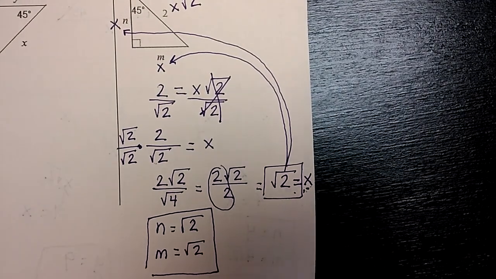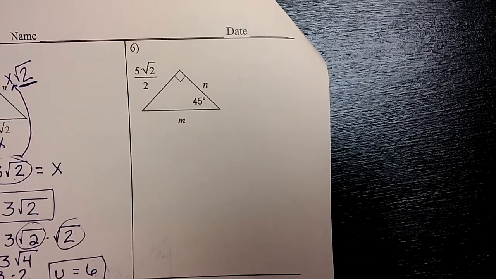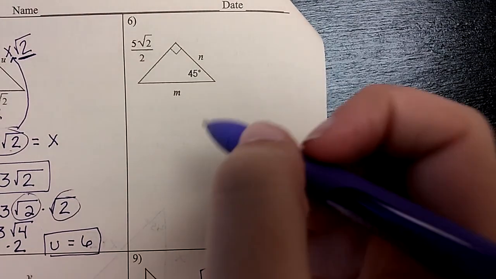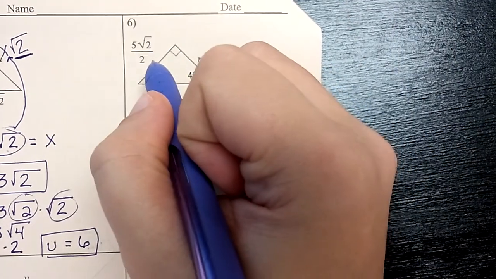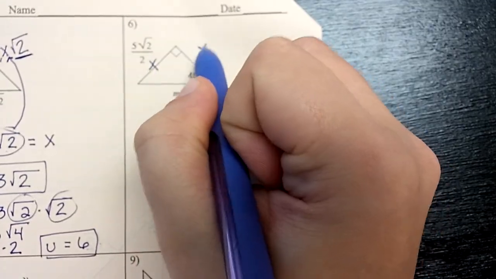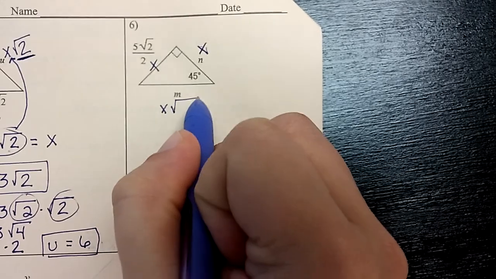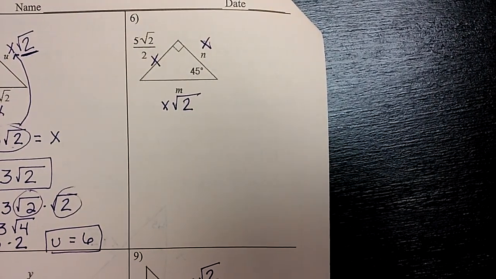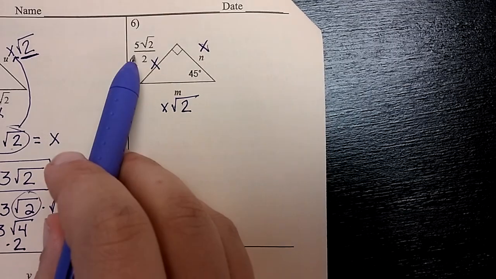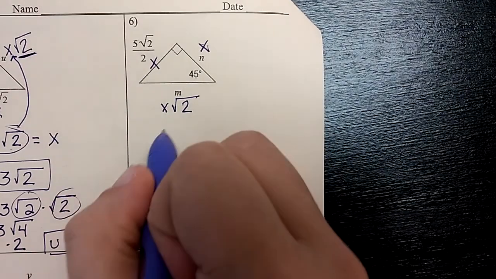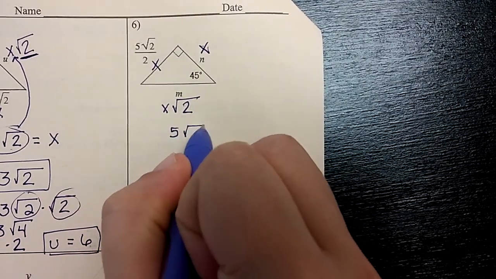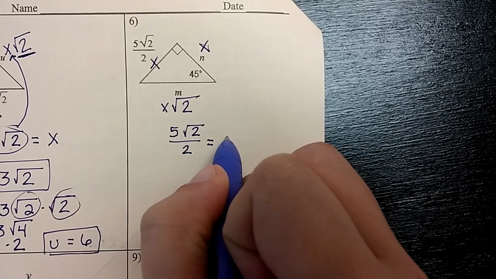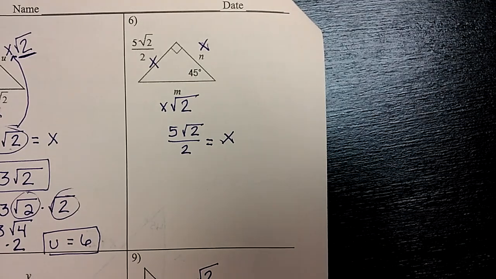All right, we're going to do one more. We're going to go back up. We're going to look at number 6. So for number 6, first step, label your sides. The legs are each x. The hypotenuse is x root 2. Step 2, set the given side equal to the label. So the given side is 5 root 2 over 2. I'm going to set it equal to the label. The label is x.